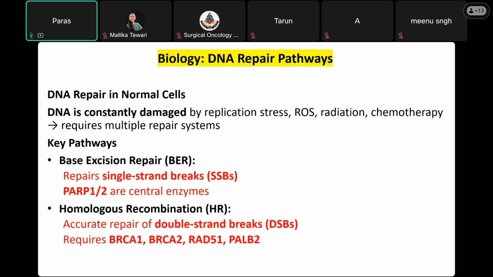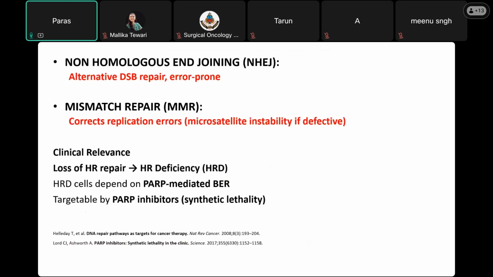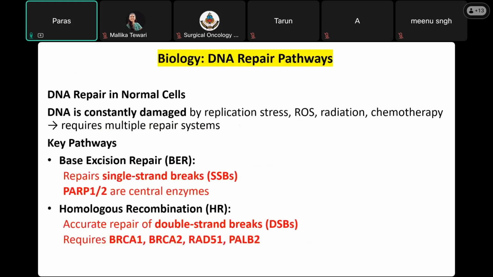DNA is constantly damaged by replication stress, reactive oxygen species, radiation, and chemotherapy, and requires multiple repair systems. Key pathways are base excision repair, homologous recombination repair, non-homologous end joining, and mismatch repair. Base excision repair repairs single-stranded breaks. PARP1 and 2 are the central enzymes. Homologous recombination leads to accurate repair of double-stranded breaks.